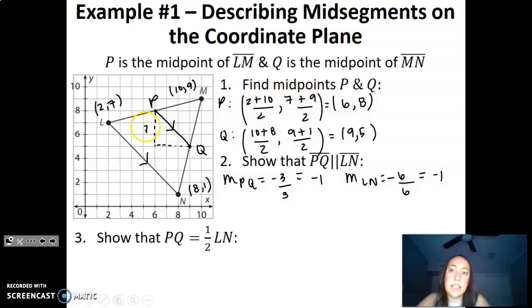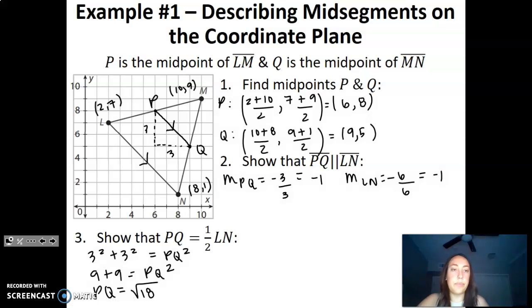This right triangle has side lengths 3 and 3. So 3 squared plus 3 squared is equal to the length of PQ squared. We get 9 and 9. So that gives us the square root of 18.